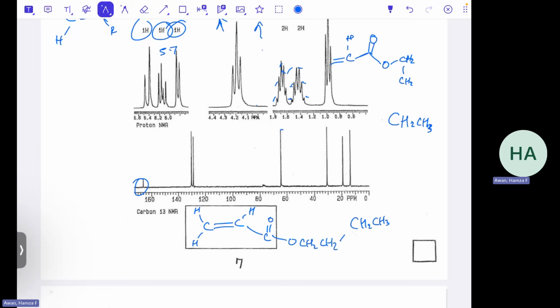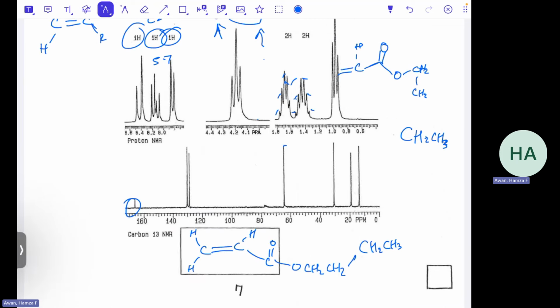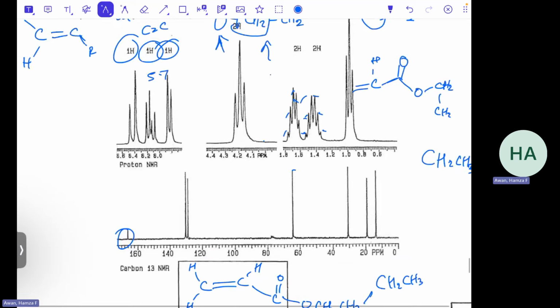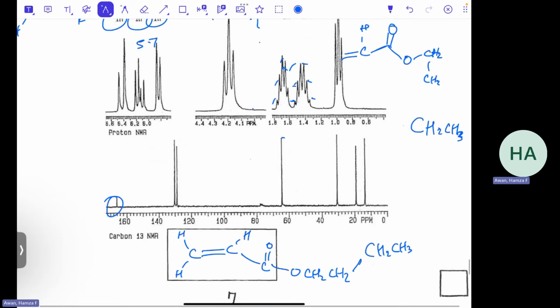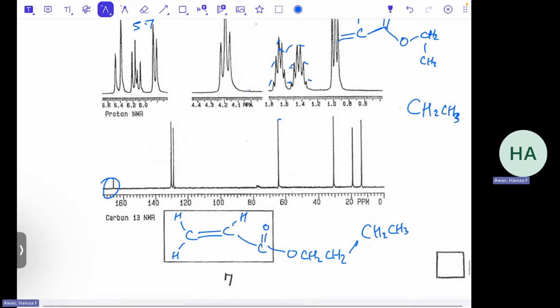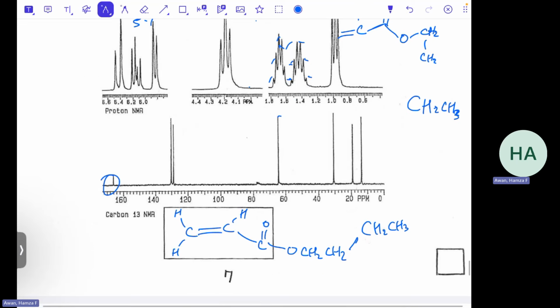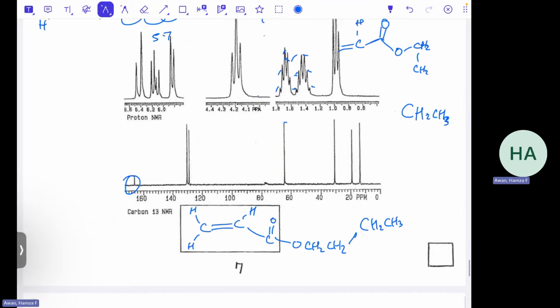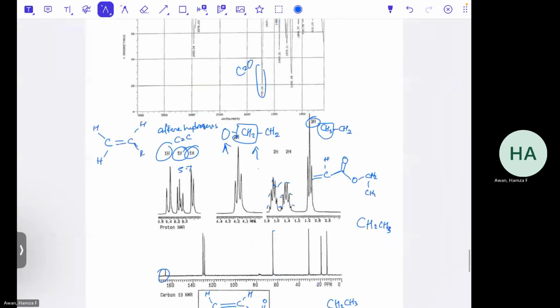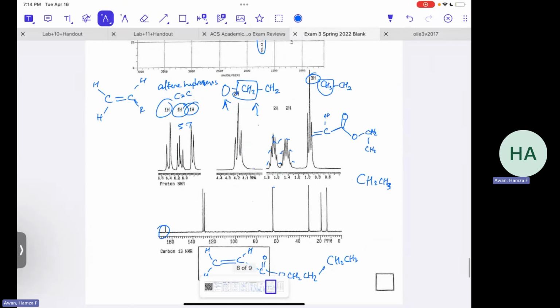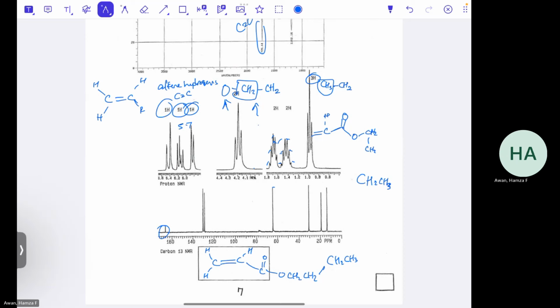If we connect these two, we know that we have the multiplet that was unexplained, and this would make sense to have a multiplet because we have so many CH2s in a row, right? And it's not as downfield. So this multiplet that we have is explained by this butyl chain coming off of the ester group. So that would be our final product for the spectroscopy.